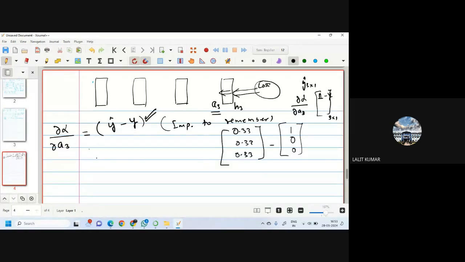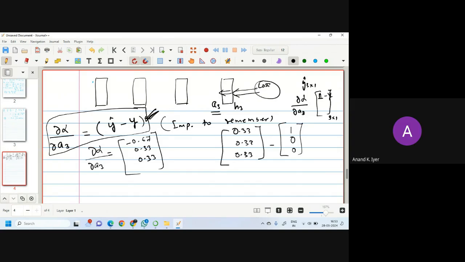So del L by del A3, you can directly calculate as 0.33 minus 1 is 0.67, 0.33, and 0.3. So without going into the mathematics, we have to remember this function. At A3, the loss value is this.